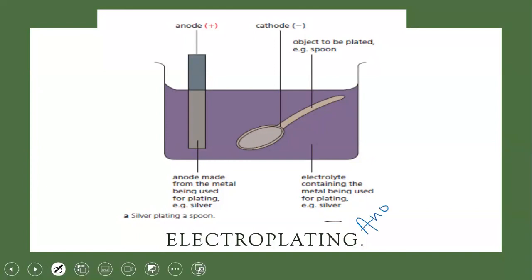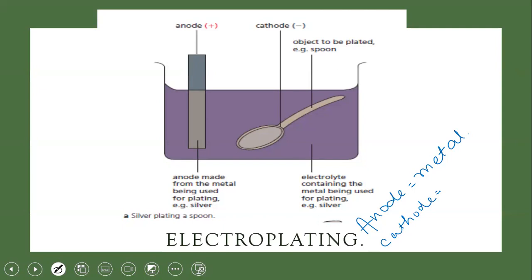The anode is going to be the metal. For example, if I have a spoon and I want to cover it in silver, because I want it to be silver plated, silver will be the anode. Similarly, if I want it to be gold plated, the gold is going to be the anode.